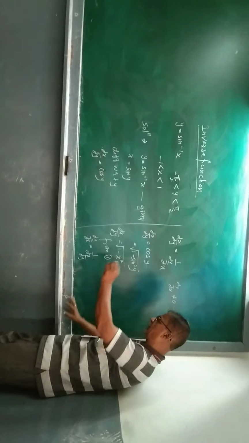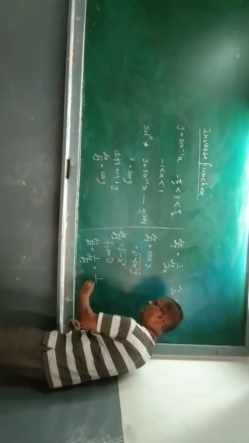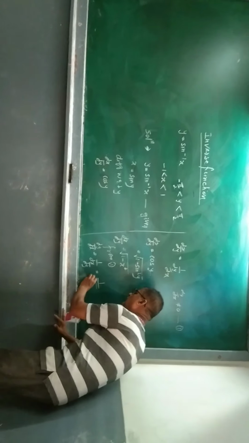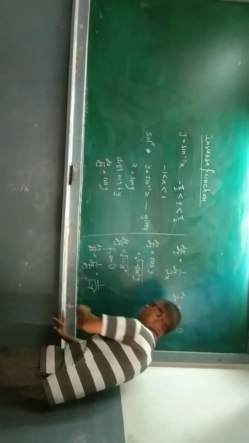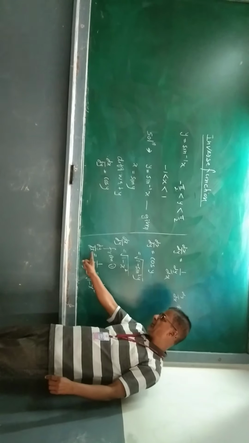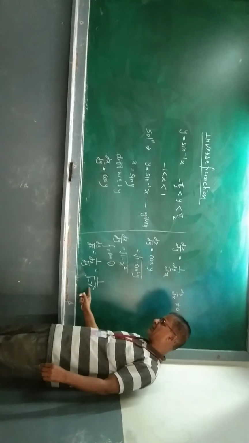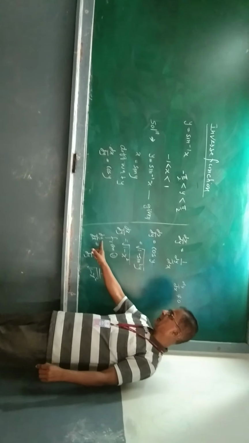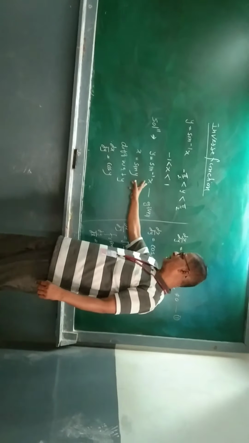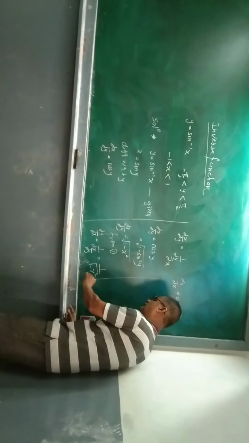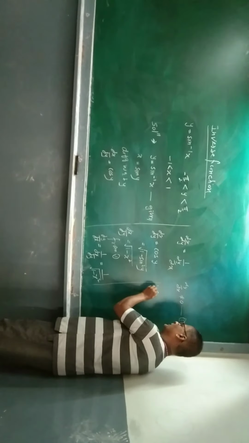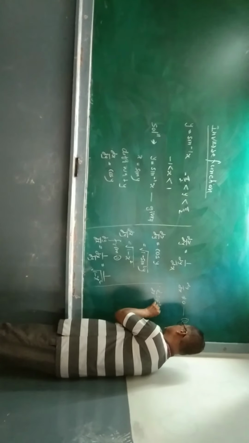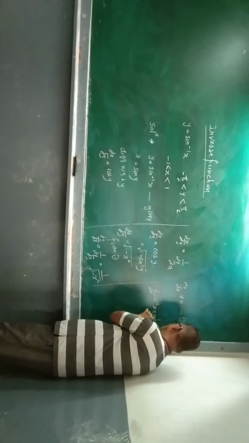Now substitute values: 1 upon, what is meant by dx by dy? Under root of 1 minus x square. Now we have got dy upon dx is equal to 1 upon under root of 1 minus x square. This is the derivative of y with respect to x. What is meant by y? y is equal to sin inverse of x. So what is the final statement here? Therefore, derivative of sin inverse of x is equal to 1 upon under root of 1 minus x square.